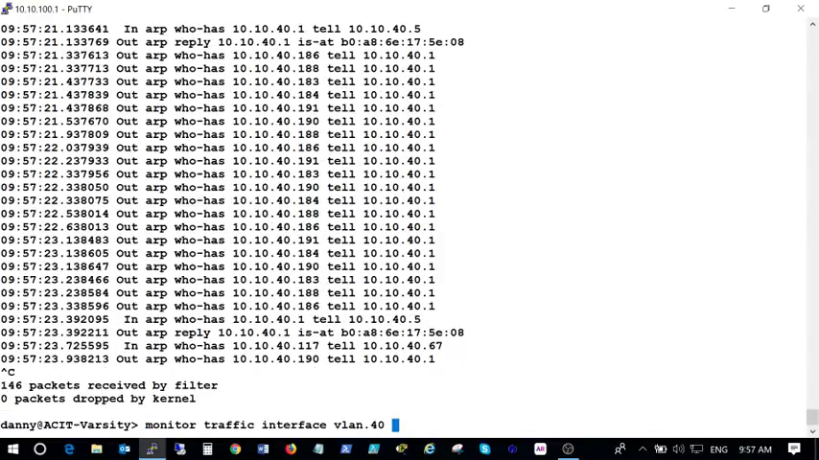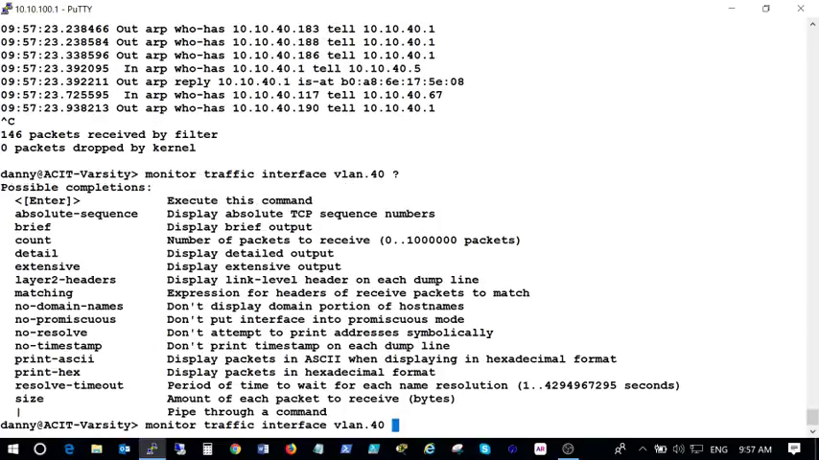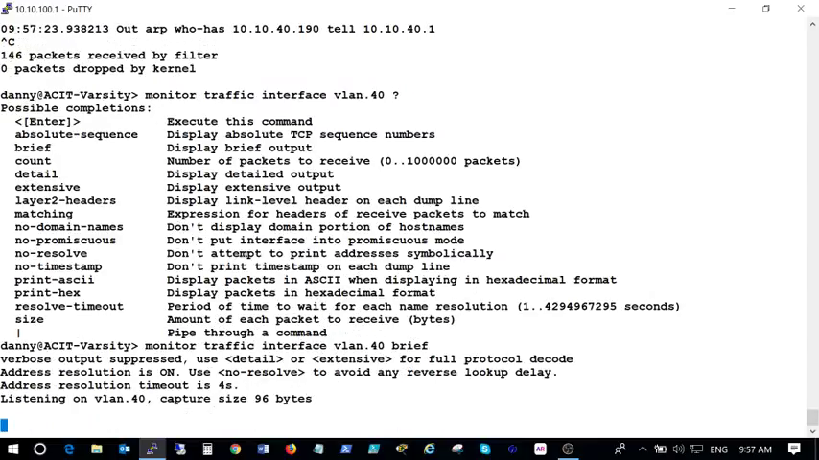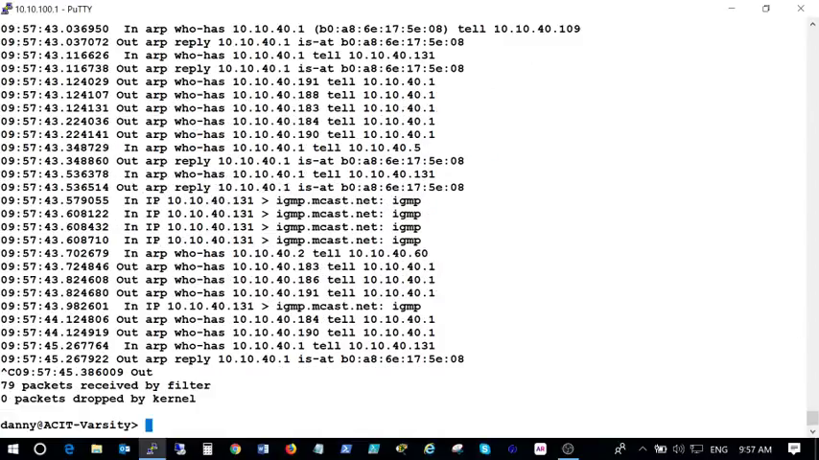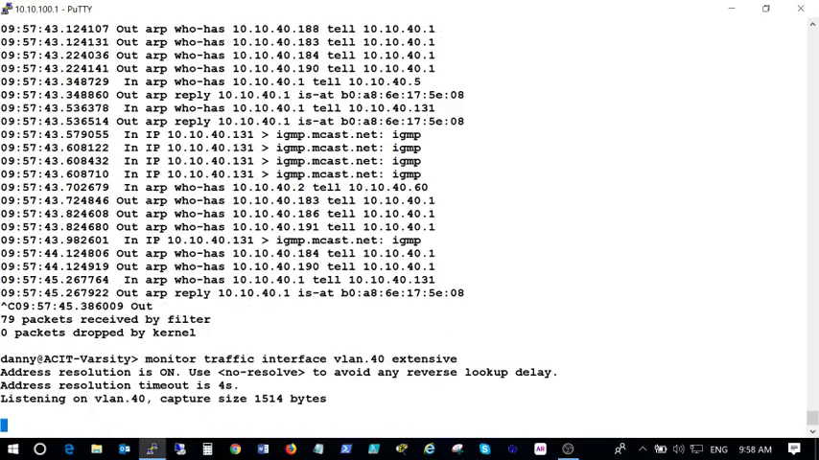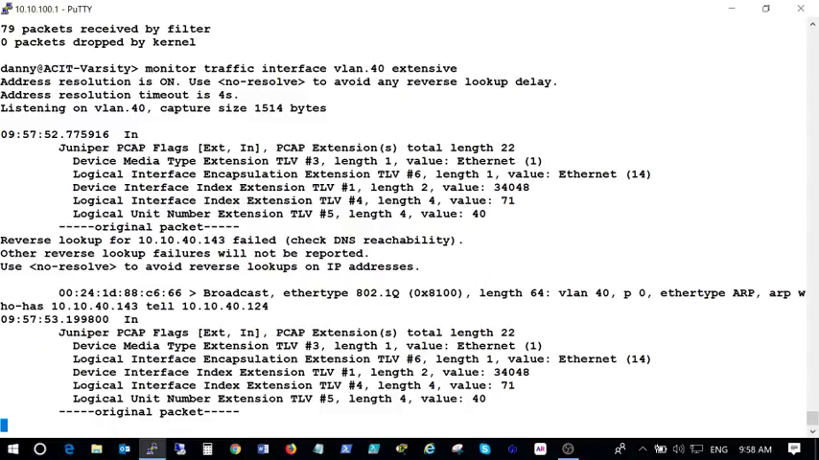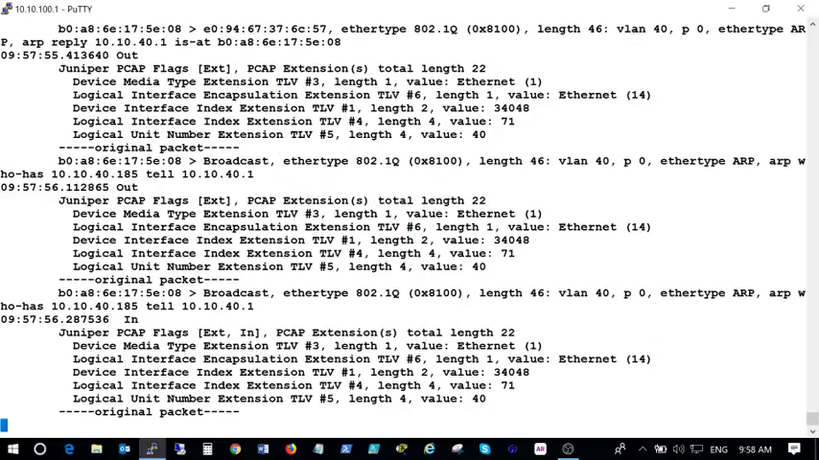One of the things that we can do on that is we can go brief, count, extensive. Let's just do brief. We'll just take a look at what that looks like. We can go extensive, and we'll get a whole lot more information about everything that's going through that particular interface. So there it is, lots and lots of information.